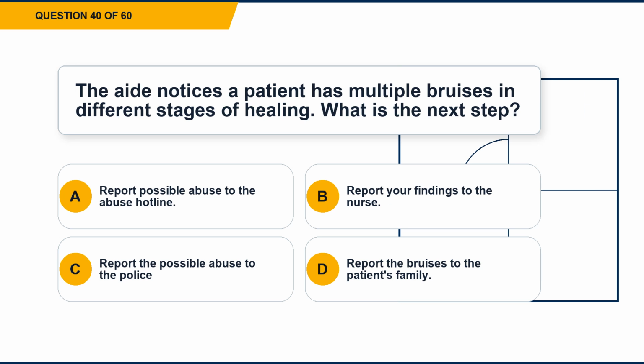Question 40. The aide notices a patient has multiple bruises in different stages of healing. What is the next step? Option A. Report possible abuse to the abuse hotline. Option B. Report your findings to the nurse. Option C. Report the possible abuse to the police. Option D. Report the bruises to the patient's family.